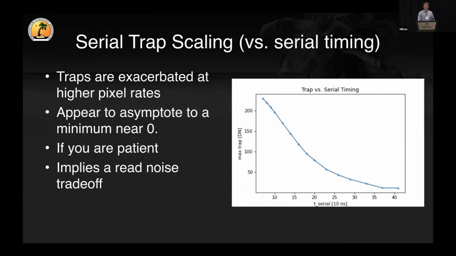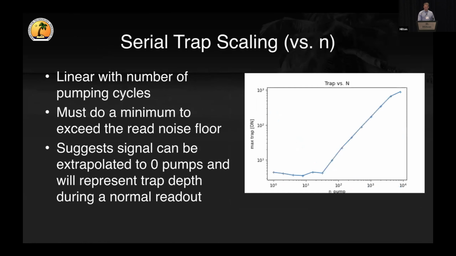I can find that the traps are very much reduced if I slow down the clocking. This was probably obvious, but what was not obvious to me is how dramatic it is, and where it reaches an asymptote fairly close to zero if you run slowly enough. It scales with the number of shifts I do, so we can extrapolate this. We've got a noise floor where we have to do a certain number of shifts to even see the signal in the first place.